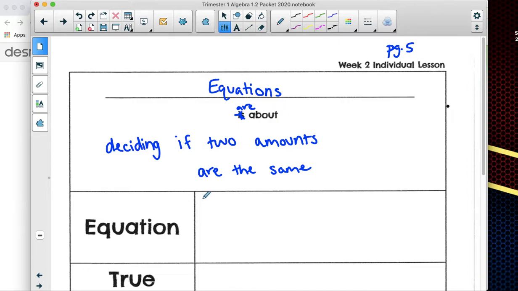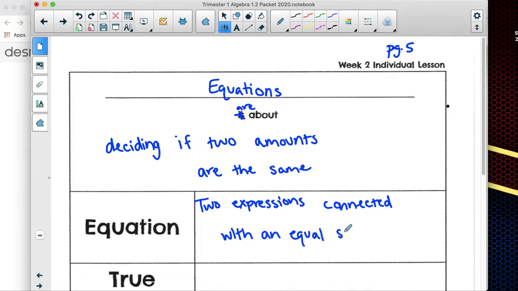So an equation is two expressions connected with an equal sign. That's an I with. Okay, an equal sign is just that, equals with the two lines.